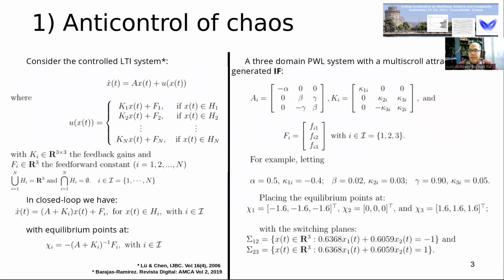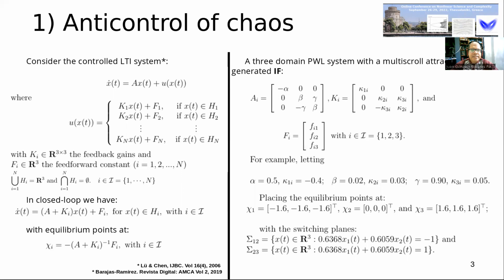Anti-control of chaos basically means to have a stable linear time invariant system, and by adding a control signal, making it chaotic. In particular, we propose a methodology relatively well known to generate multi-scroll attractors in chaotic systems using linear commuted control, which is basically defined for different parts of the state space, a different controller that makes the system jump from one eigen direction and eigen line and eigen plane to another with a different location of the scroll, and it generates a set of scrolls wherever you decide to place the equilibrium points.